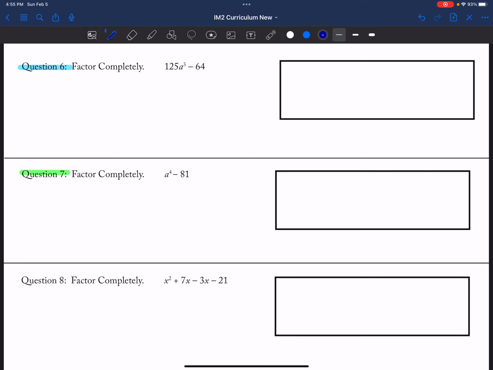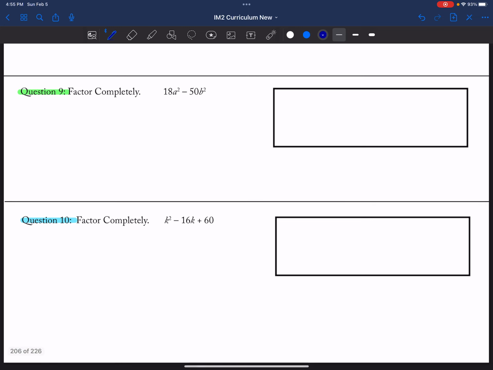Difference of cubes. So then this is 5a minus 4, 25a squared plus 5a times 4 plus 16. So 5a minus 4, 25a squared plus 20a plus 16.